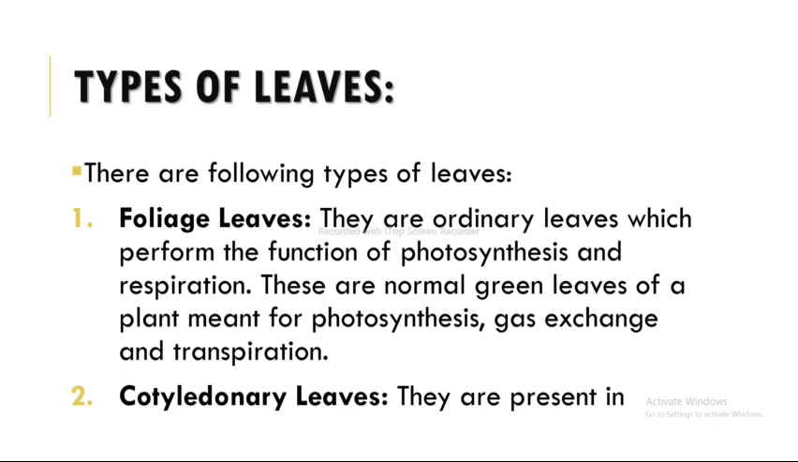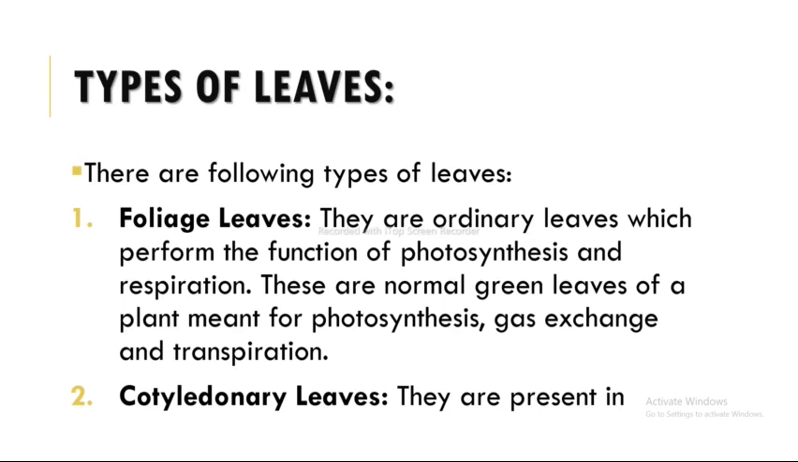Types of leaves. There are the following types of leaves, and the first type of leaf is the foliage leaves. Foliage leaves are ordinary leaves which perform the function of photosynthesis and respiration. These are normal green leaves of a plant which are meant for photosynthesis, gaseous exchange and transpiration.